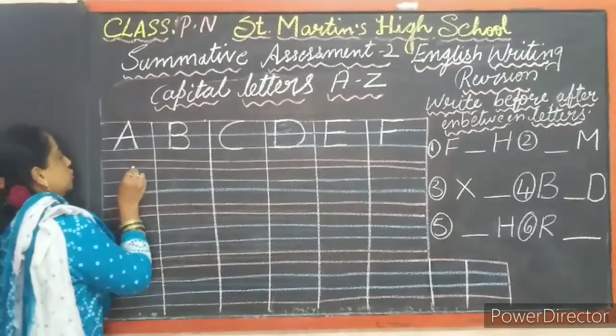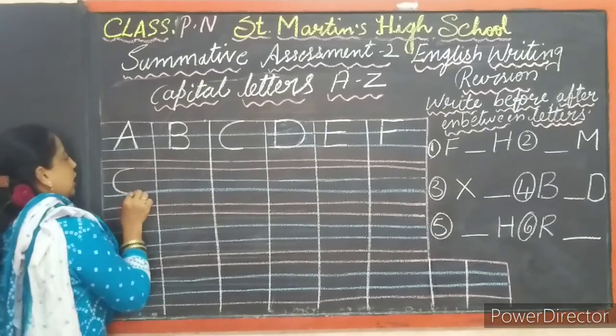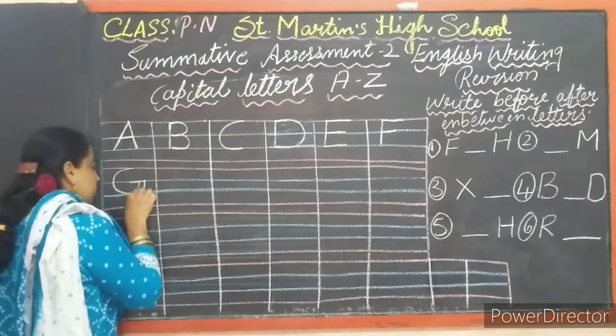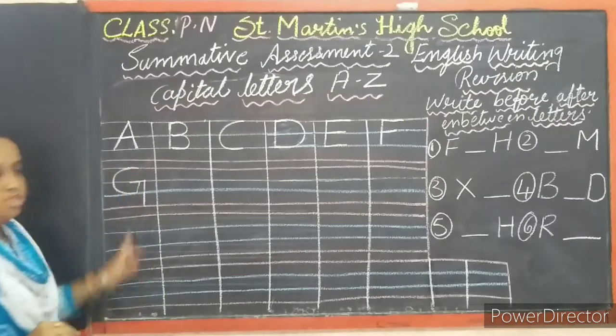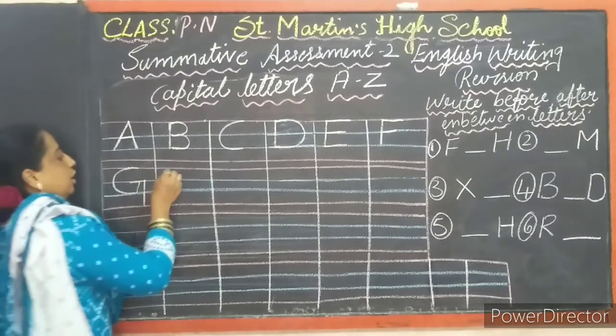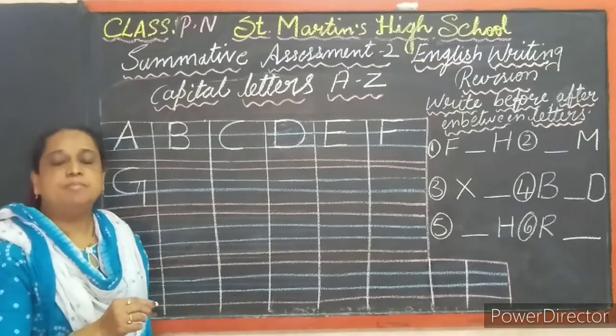G. Very good. For G, write one curved line and a standing line, a sleeping line, one more standing line makes letter G. After G, what letter will come, children? Can you tell me? H.